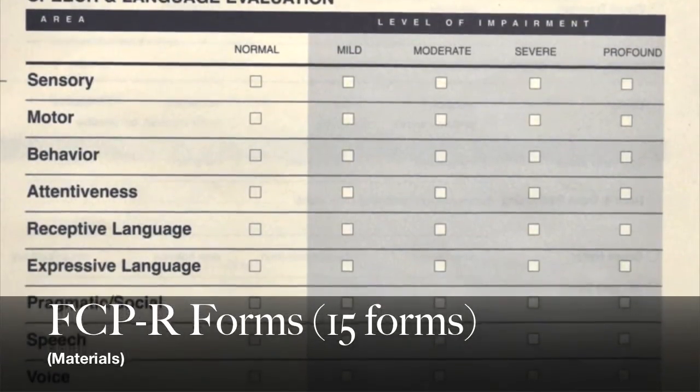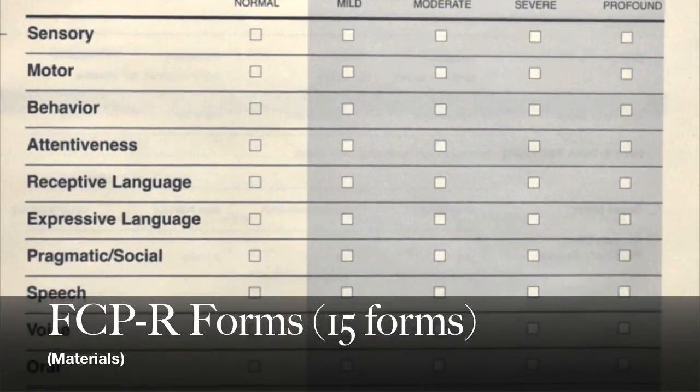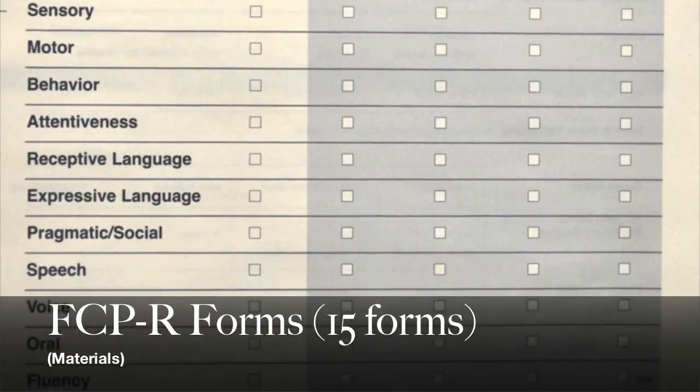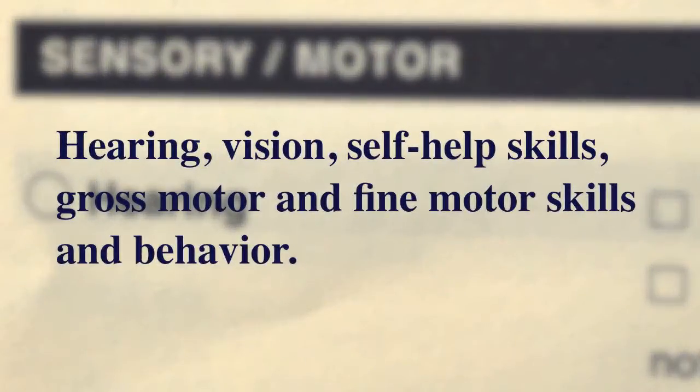Due to the criterion reference style of this test, the result the clinician might expect to encounter is the client's level of speech and language. For sensory motor, it assesses hearing, vision, self-help skills, gross motor and fine motor skills, and behavior.